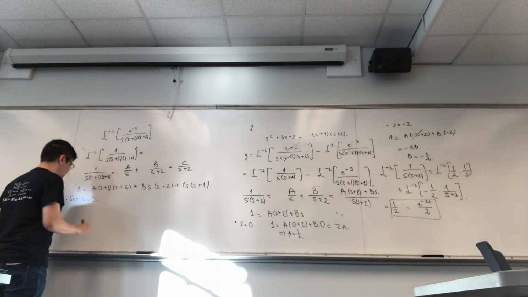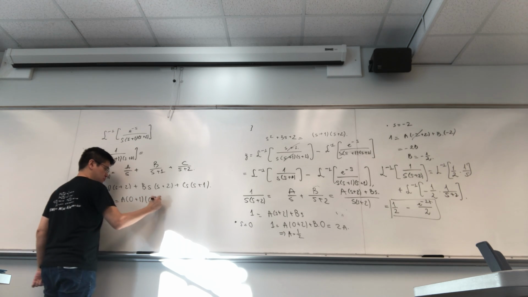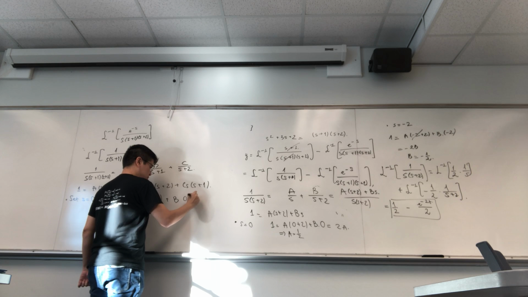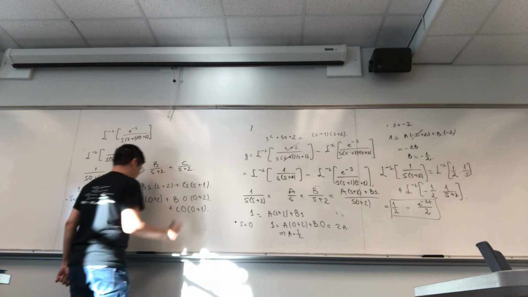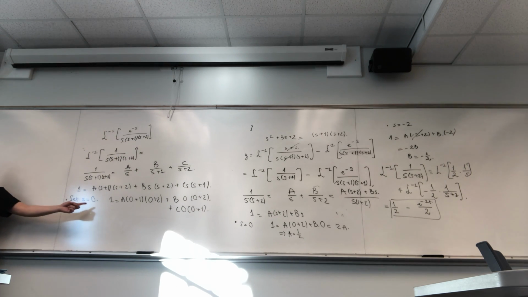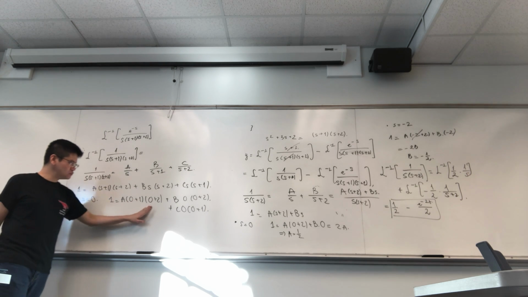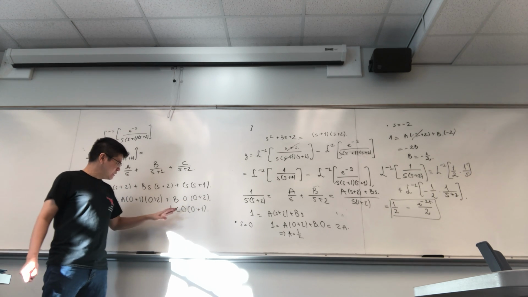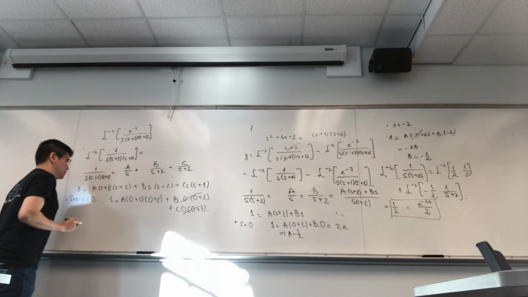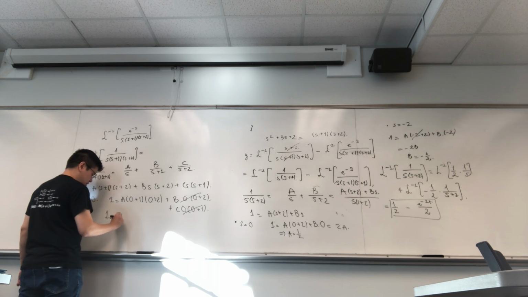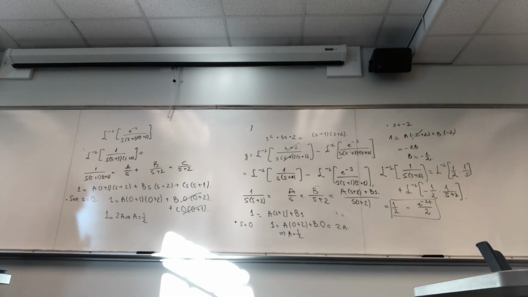So when s is 0, I have 1 equals a (0 plus 1)(0 plus 2) plus b times 0 times (0 plus 2) plus c times 0 times (0 plus 1). So these terms go away, and I have 1 equals 2a, which means that a is 1/2, right?